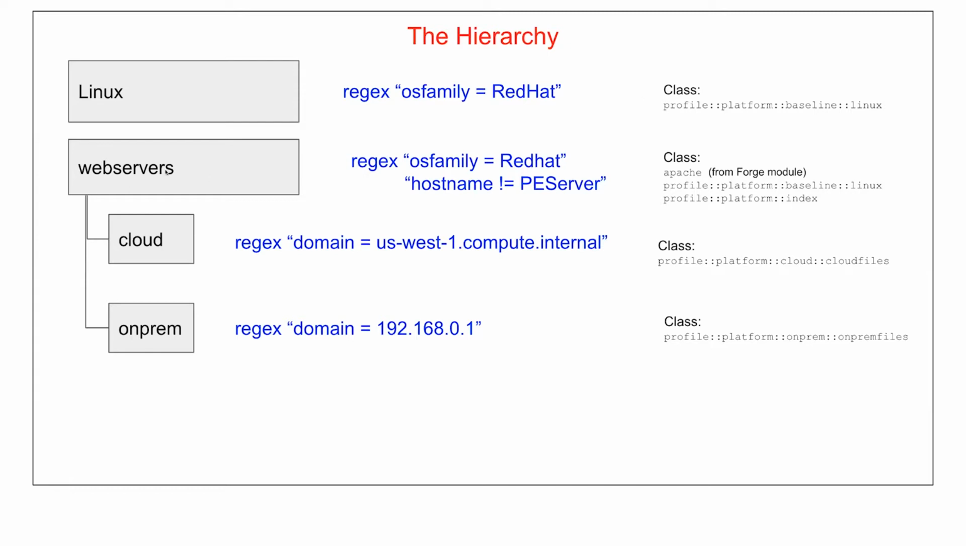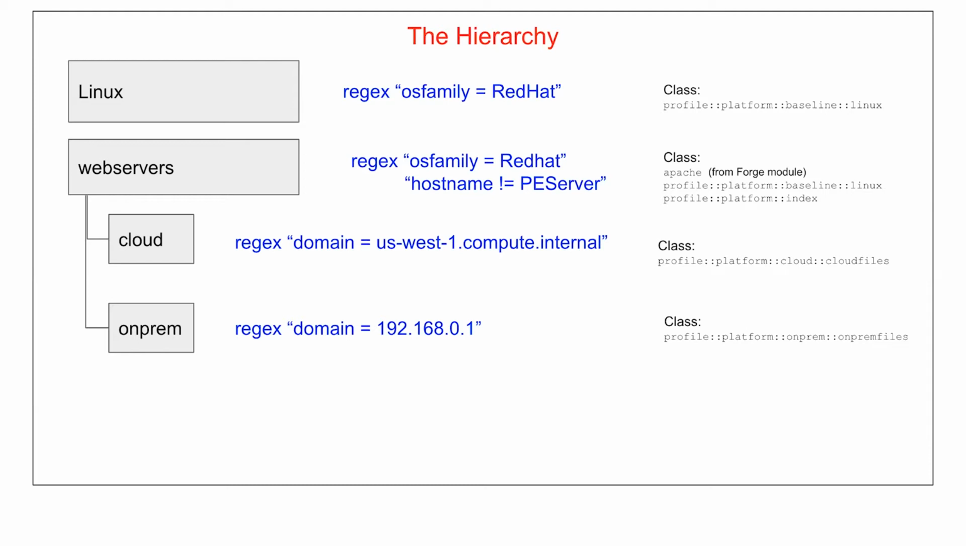Then I have a group called web servers, where it has a regex. And again, the taxonomy on this is just for samples only. You would probably do something much more sophisticated in the real world, but this isn't the real world. It's a half-hour demo. So I have OS family equals Red Hat. Again, in the real world, I could have Windows servers. I don't. And hostname is not equal to PE server because I didn't want to put Apache on my PE server. And my classes are Apache, and I'm actually using the Forge module. If you go up on the Forge and pull down the supported for PE customers Apache module, that's all I've done here. I haven't written any code for Apache.